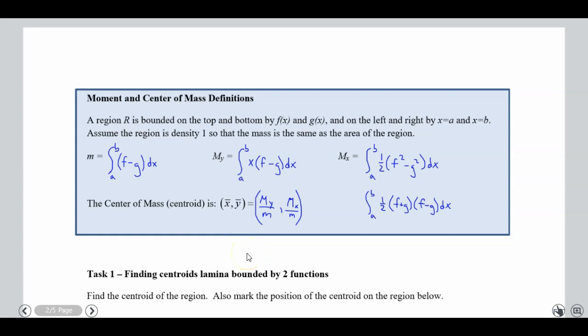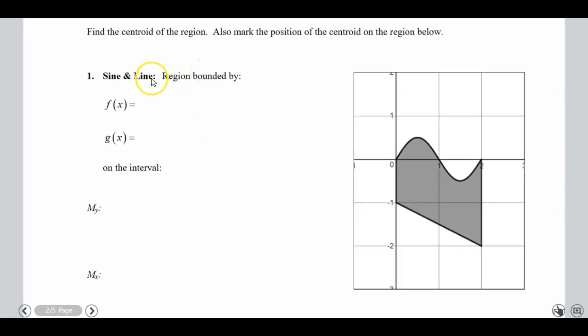Hey everyone, welcome to the video on finding the center of mass of 2D laminas, and we're just going to do some examples in this video. Here I have a sine and a line, and I'm going to go ahead and find these f and g, and then where is that center of mass going to be?